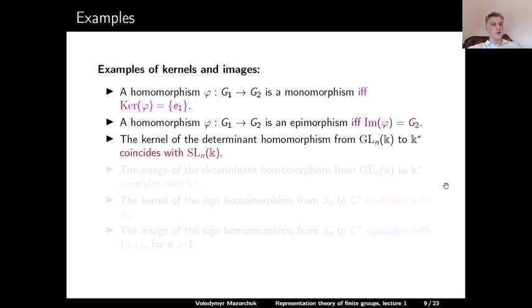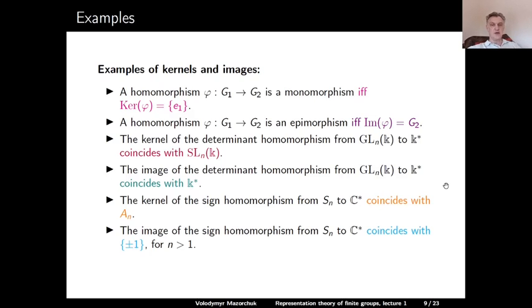The kernel of the determinant homomorphism from GL_n(K) to K star is exactly, by definition, the subgroup SL_n(K), the set of all matrices with determinant 1. And the image of this homomorphism is of course the whole of K star. So any element of K star is the determinant of some non-degenerate matrix.